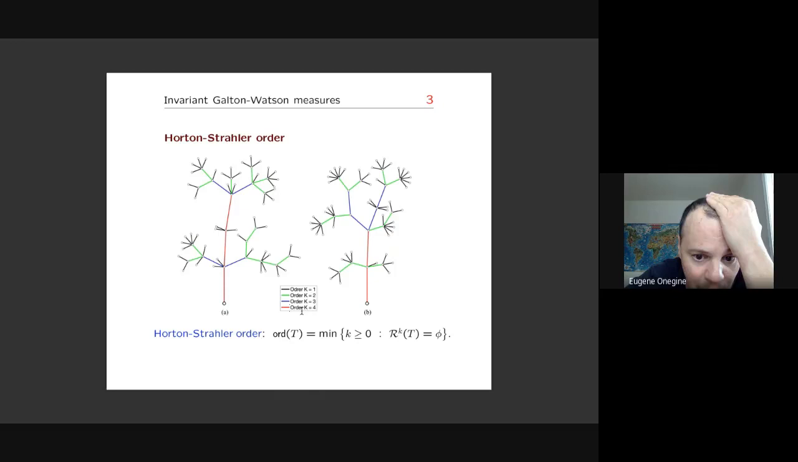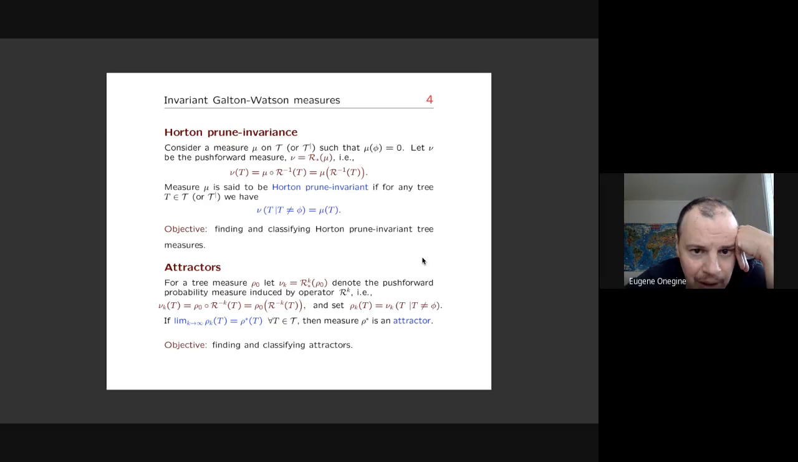So there are lots of self-similarities and self-affinities that are found in multiple tree measures, right? Measures inducing different trees. And we're going to talk about a very particular one today. So we're going to talk about Horton pruning invariance.